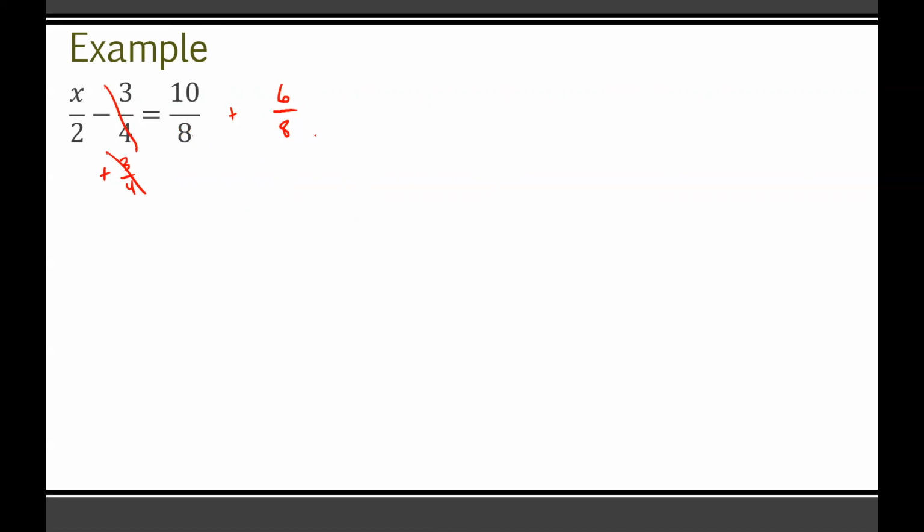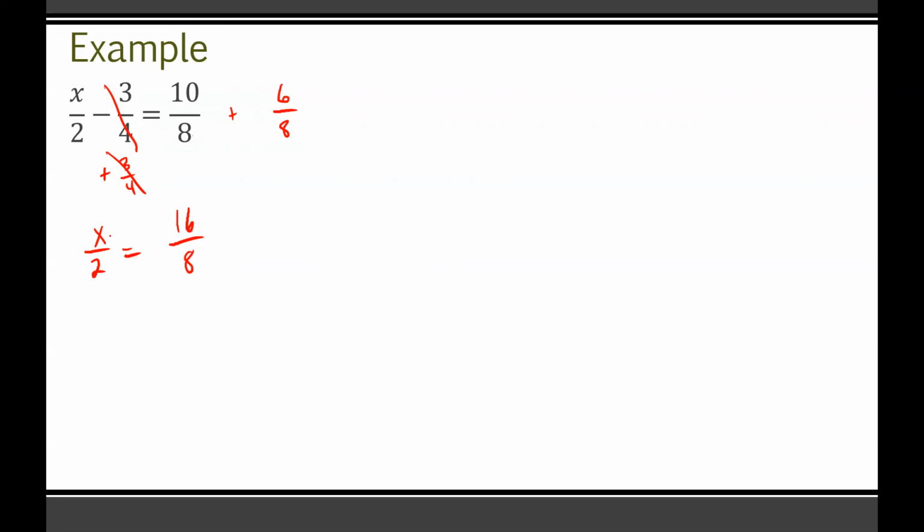So if I multiply the top and the bottom by some number, you can keep it the same value, just with a different denominator. So this will make it a little easier to solve now. We have x over 2 equals 10 over 8 plus 6 over 8. Remember, when you add fractions, you just add the numerators. 10 plus 6 is 16 over 8.